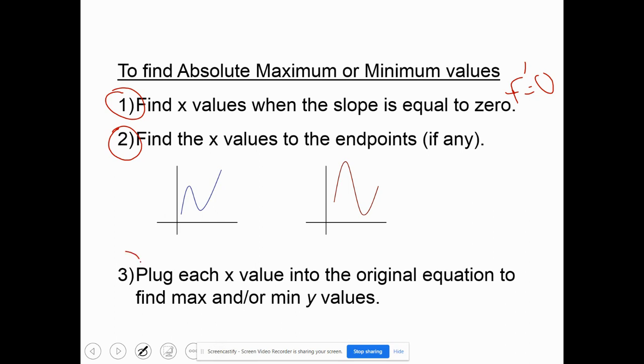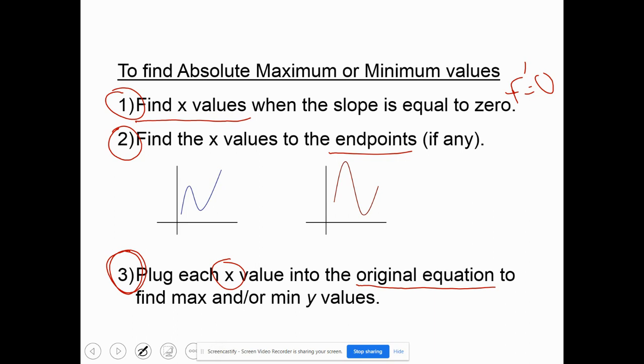And here's what we're going to change from yesterday. The difference now is once you have all these values where the slope is equal to 0, and you have your two endpoints, you take each of those x values and you plug it into the original equation, because you want to see what is the largest y value and what is the smallest y value.